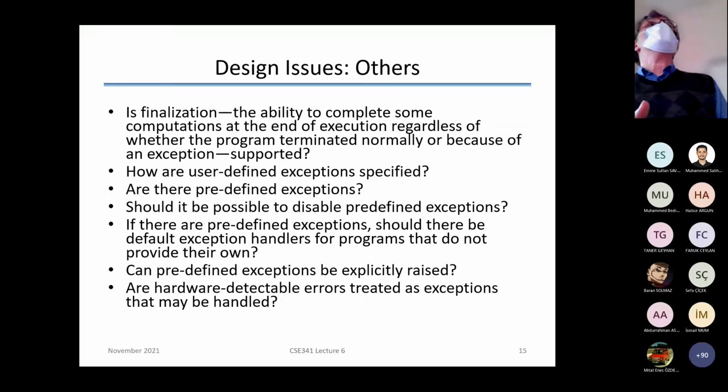What do you think? Would you disable a predefined exception in your language? Would you allow it?